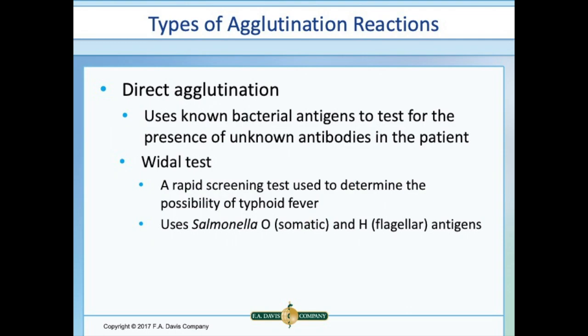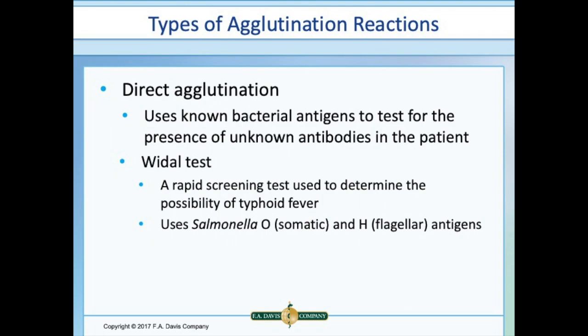Okay? So there are several types of agglutination reaction. So we have direct agglutination. In direct agglutination, this utilizes bacterial antigen to test for the presence of unknown antibodies in the patient. One of the most common examples of agglutination reaction is the Widal test. Okay? Widal test utilizes Salmonella O and H antigen.